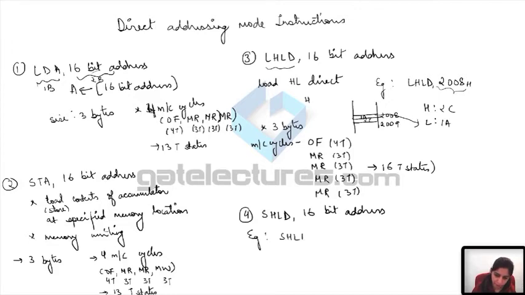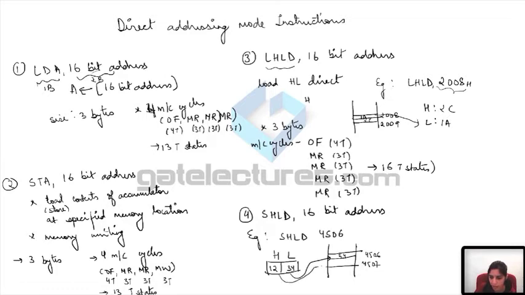Suppose the contents of the HL pair were these. We are going to see how they are stored in memory. The lower register is going to store its data into the lower address. So 3-4 is going to get stored here, and 1-2 is going to get stored here. This is how the memory write takes place.